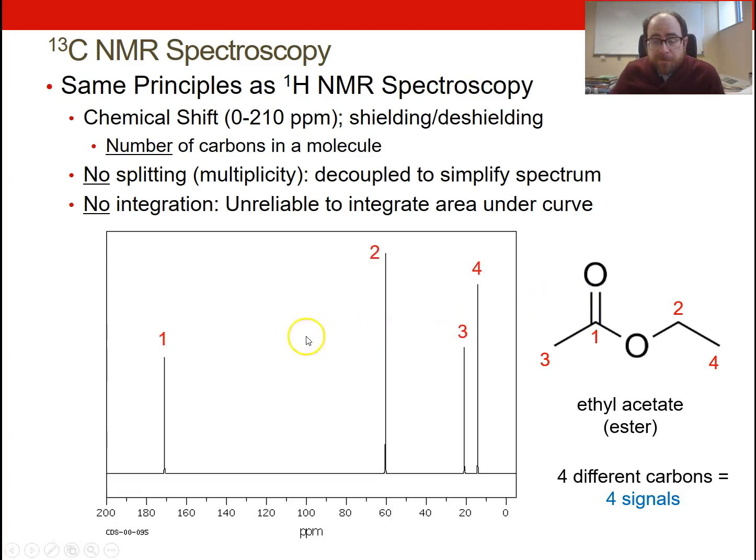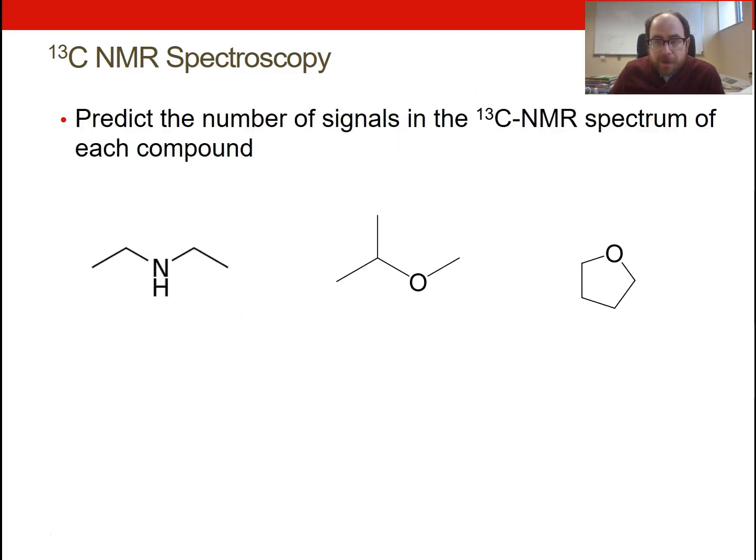So we'll talk very briefly about the various different regions of the carbon NMR spectrum, but many of the same ideas of shielding and deshielding are going to apply to carbon NMR spectra as they are for proton NMR spectra. But before we do that, let's pause the video and just quickly review the number of signals that you should see in a carbon NMR spectrum. Okay, so let's walk through these examples.